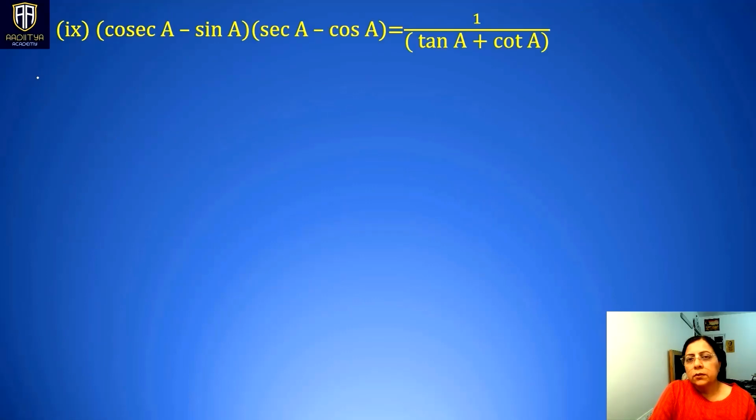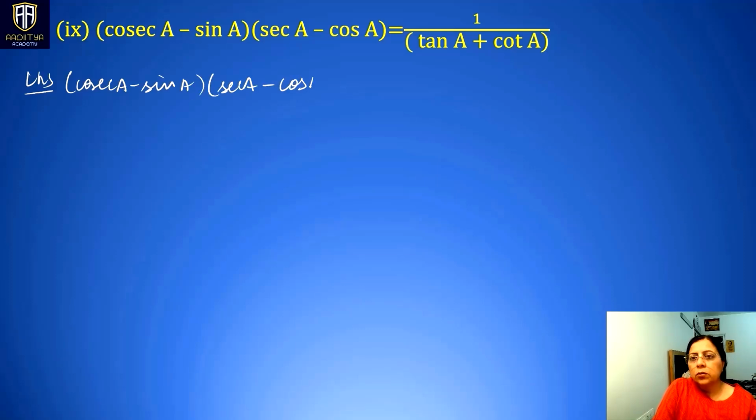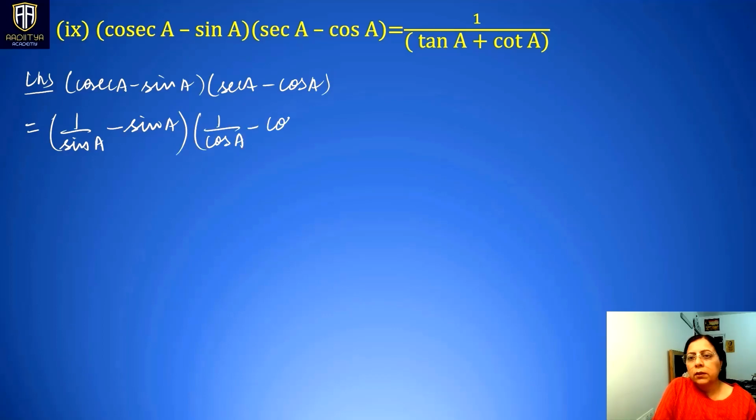Now the next question is cosec A minus sine A multiplied by secant A minus cos A. So now if we multiply by opening these terms, one bracket by the other bracket, we will not get something considerable. Cosec A into sec A cannot be expressed somewhere. So I am simply writing this as cosec A can be written as reciprocal of sine A, 1 minus sine A. This is reciprocal of cos A minus cos A. Now we simplify it further.